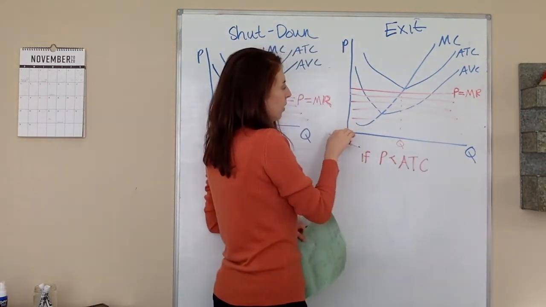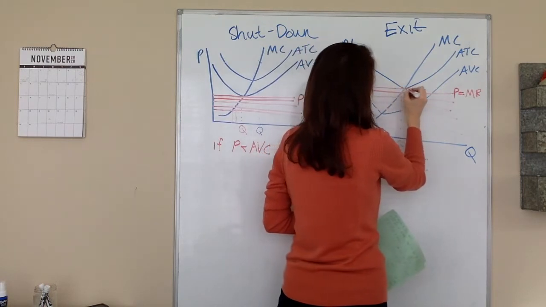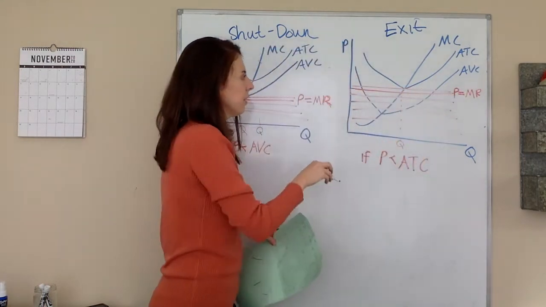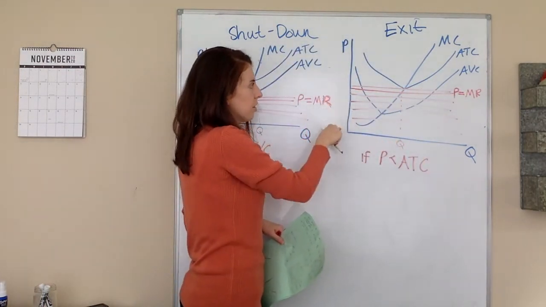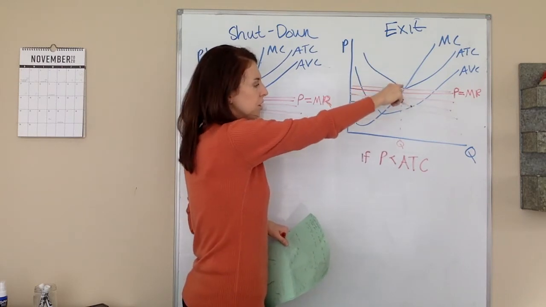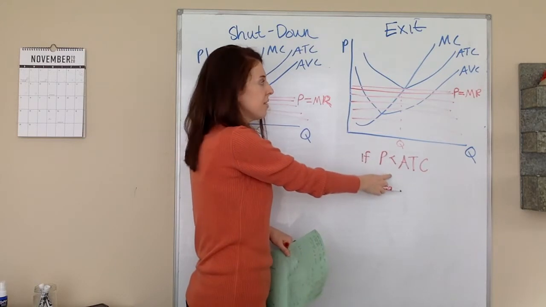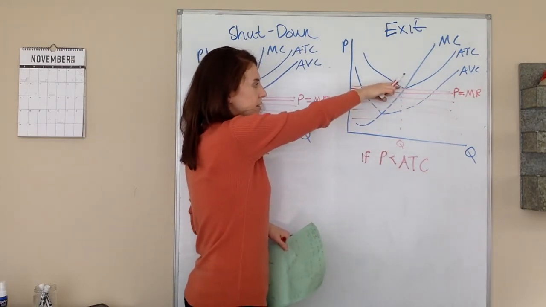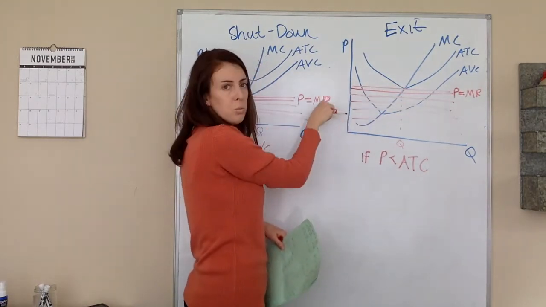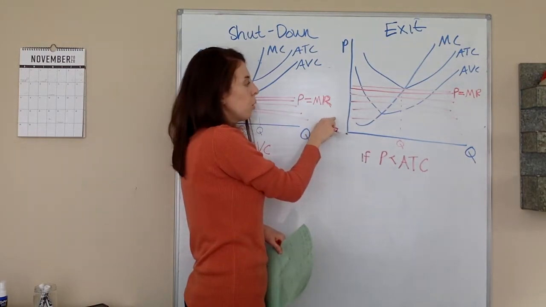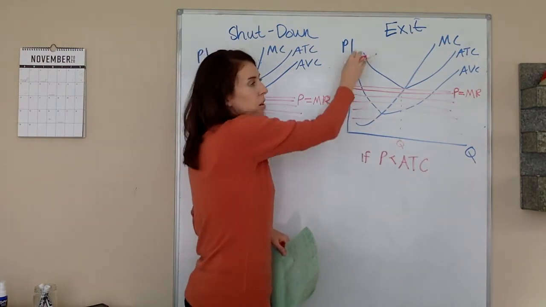So any price that you might pick where the price bar is underneath the bottom of the average total cost curve is going to be characterized by a situation where the price would be less than the average total cost. And so any prices that are consistent with these red lines that I've drawn would put the firm owner in a situation where they're going to want to exit the market.